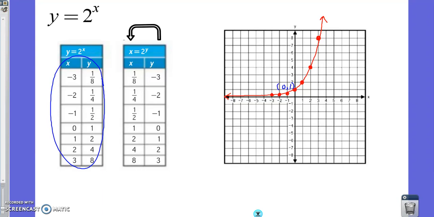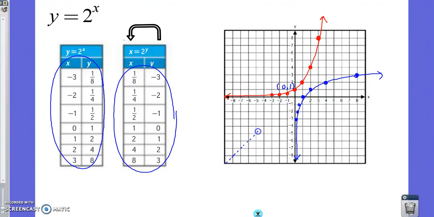Now on the right-hand side, all I did was take those exact same points and flip them. So instead of (-3, 1/8), it would be (1/8, -3), and (1/4, -2), and (1/2, -1), and (1, 0), (2, 1), (4, 2), and (8, 3). And this time you'll notice that that graph is hugging the y-axis instead of the x-axis.